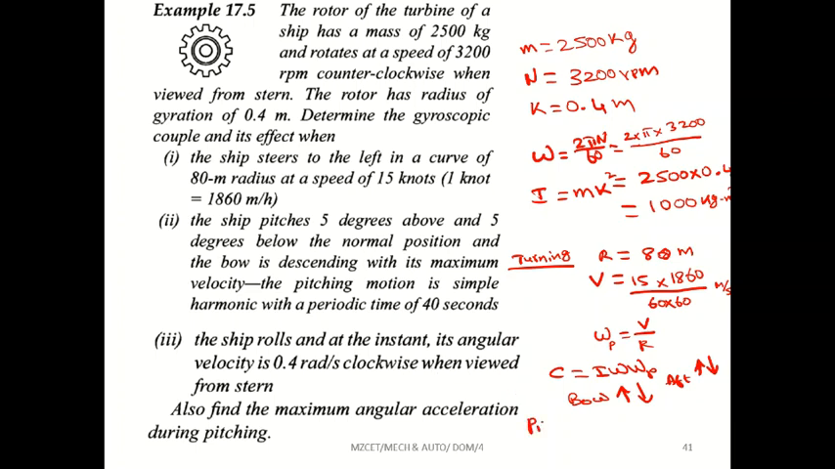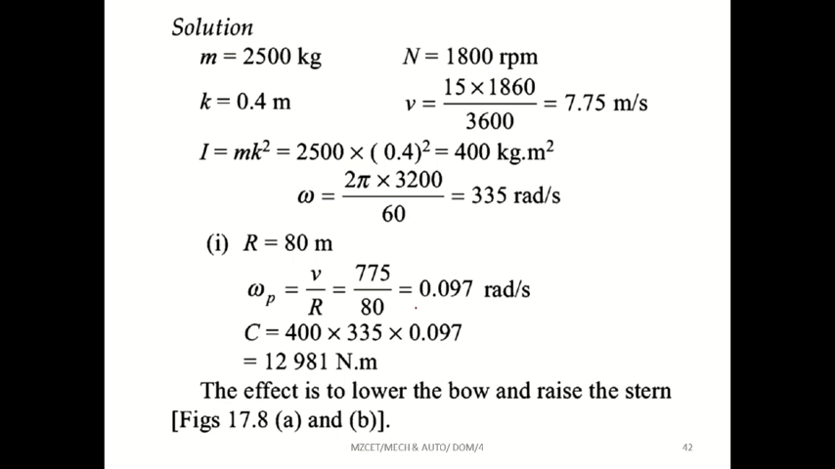Now we will move to pitching. For pitching, what is given? The ship pitches 5 degree above and 5 degree below the normal position, and the bow is descending with its maximum velocity. The pitching motion is simple harmonic with a periodic time of 40 seconds. You'll find out that.